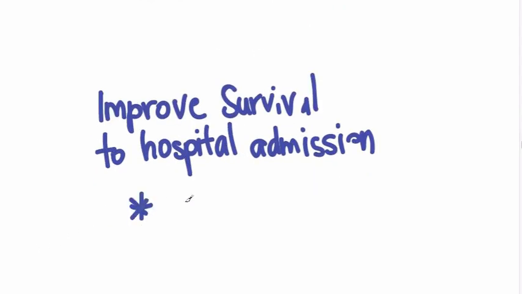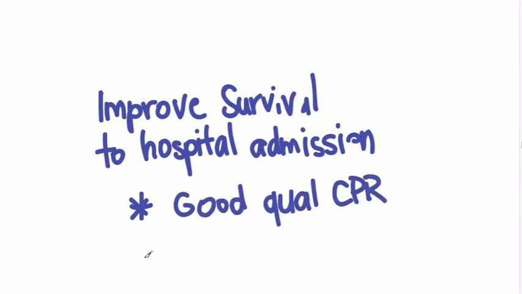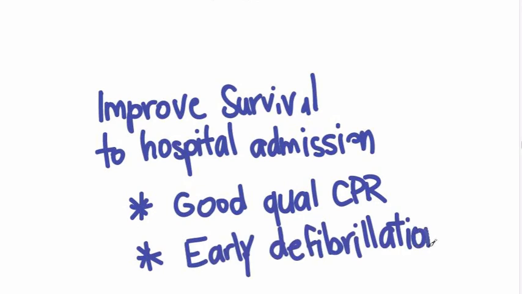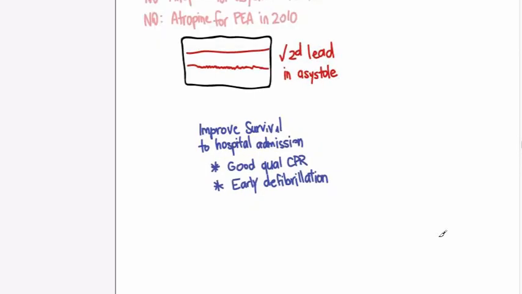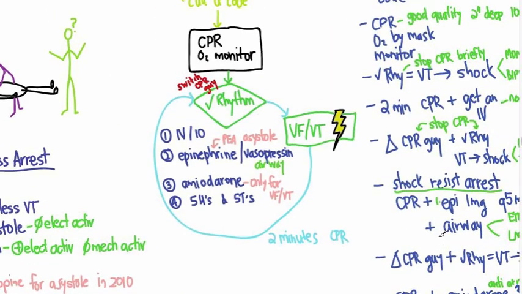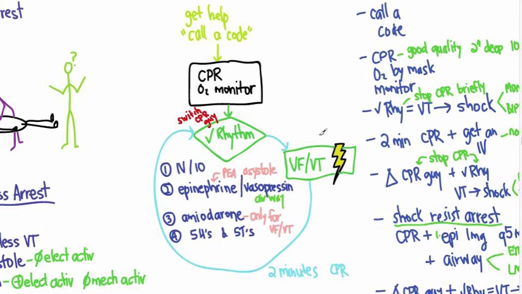The first one, good quality CPR. And the second one is early defibrillation. And you can see that these things have been stressed throughout these algorithms, right? We want to make sure that we shock them right away, and so we put them on a monitor. And this calling a code thing really means get a crash cart here, get somebody with a defibrillator, and then good quality CPR, 2 minutes, uninterrupted. We want to minimize our interruptions.